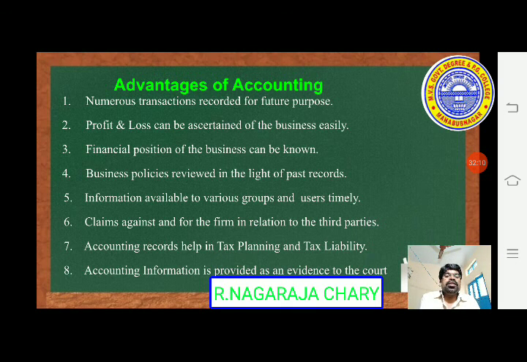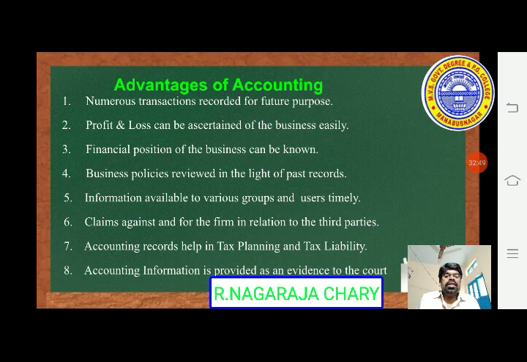Next, claims against and for the firm in relation to the third parties. So here sometimes we may do insurance, third parties. Here agreements may be there. Agreements means in the sense regarding raw material, regarding sales, regarding purchase. So in the other aspects also, transportation, electricity. So like that we may have agreements also, MOUs, what we say, memorandum of understandings, that is also there. So to third parties, claims will be easy because accounting information is there.